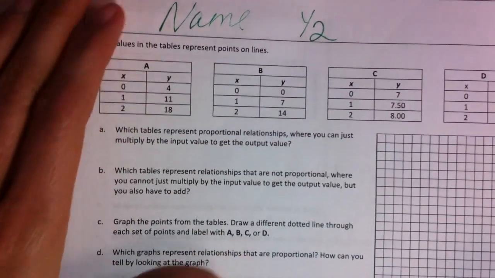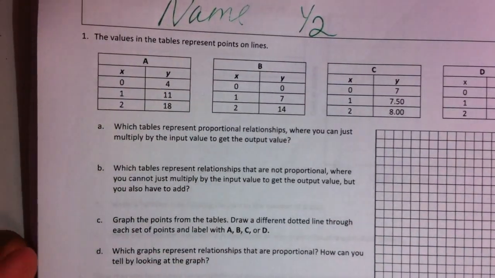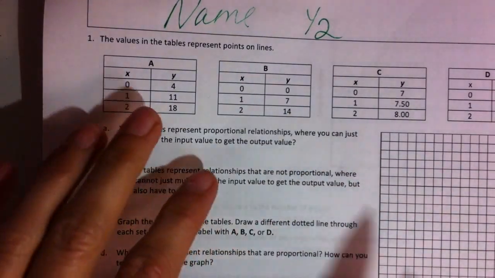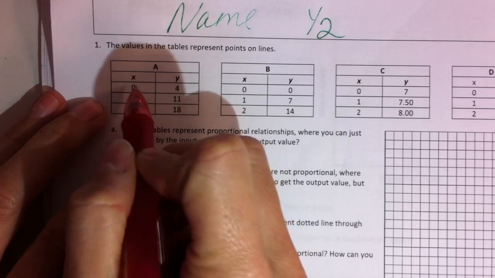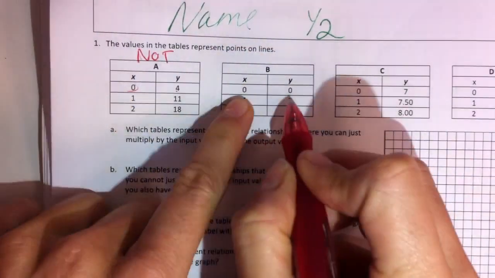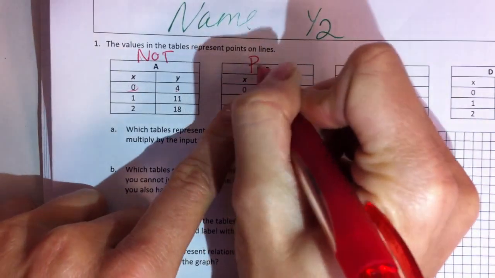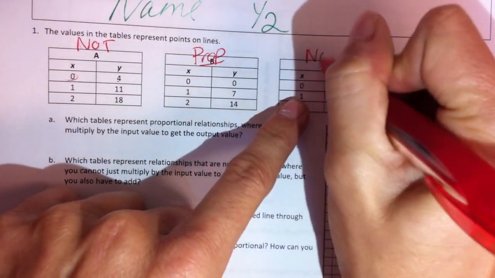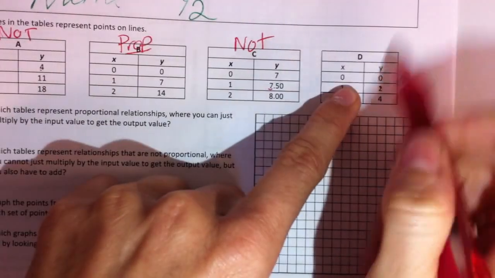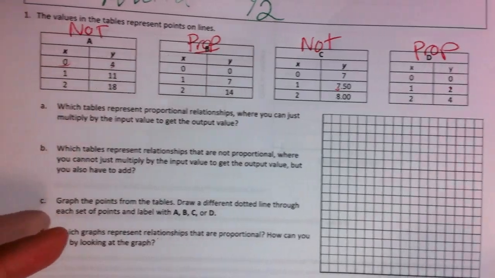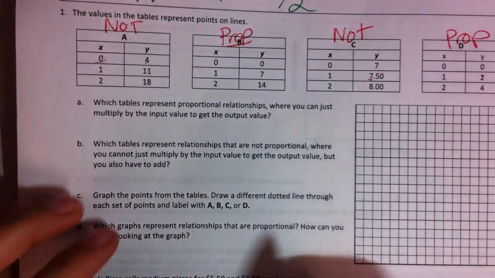Okay, so it says the values in the tables represent points on a line. Before we even try to answer these questions, let's say if these are proportional or not. Look here, 0, 4, so that's not proportional. 0, 0, so yes, that is proportional. 0, 7, not proportional. 0, 0, proportional. Okay, well that was easy. Now let's see if we can answer some of these questions.